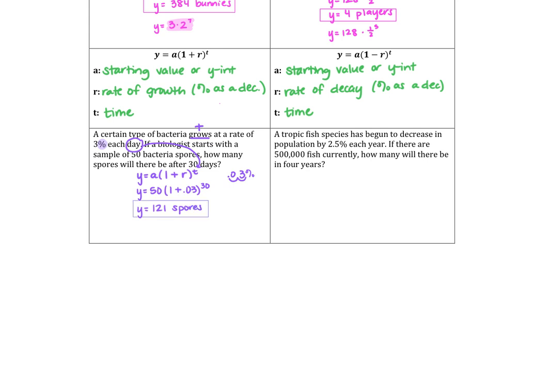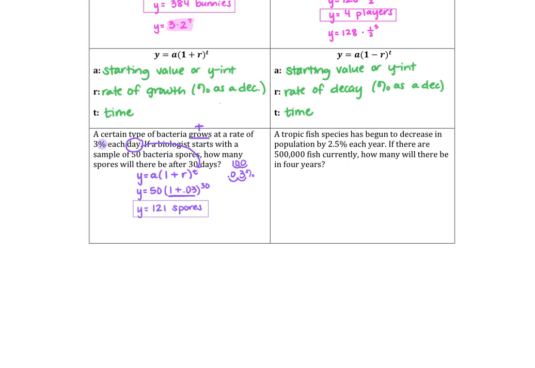Now, a couple things I need to point out right here that are super important is that one, this right here is symbolizing 100% plus an additional 3% each day. So it's 100% of the original value from the day before plus an additional 3%. That's why the 1 is there. 100% in decimal form would be 1 whole.